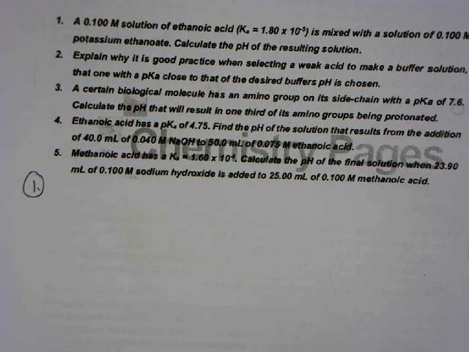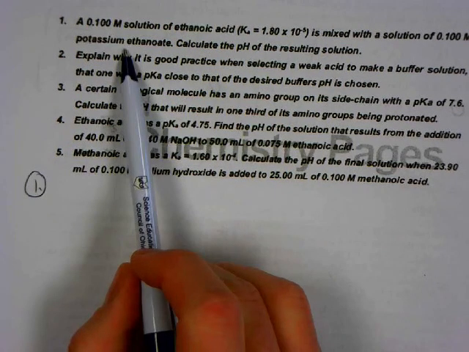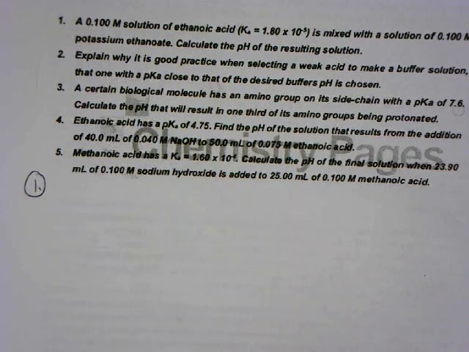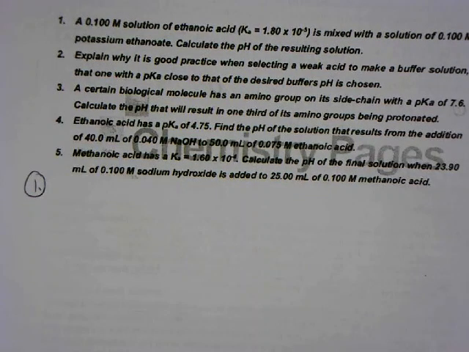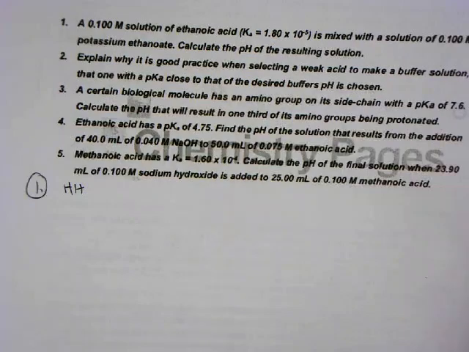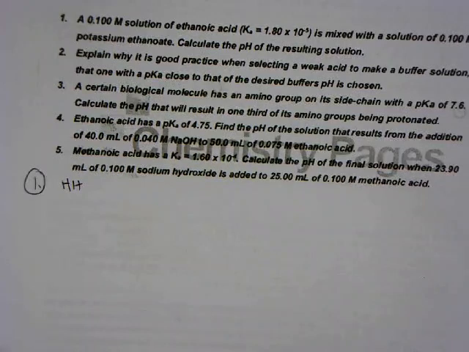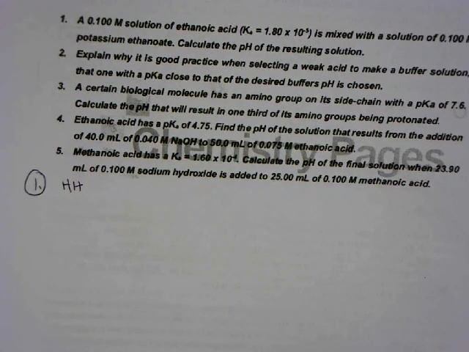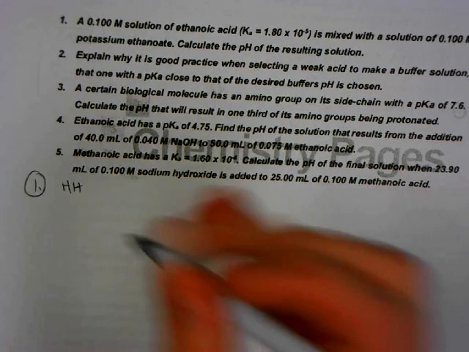So, first of all, do we have a buffer here? Is ethanoic acid a weak acid? Yes. Is potassium ethanoate the salt of that? Yes, it is. So yes, we have a buffer. We've answered the first question. If we have a buffer, we can use Henderson-Hasselbalch.